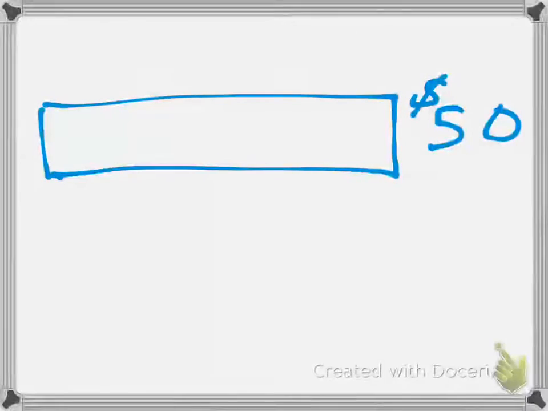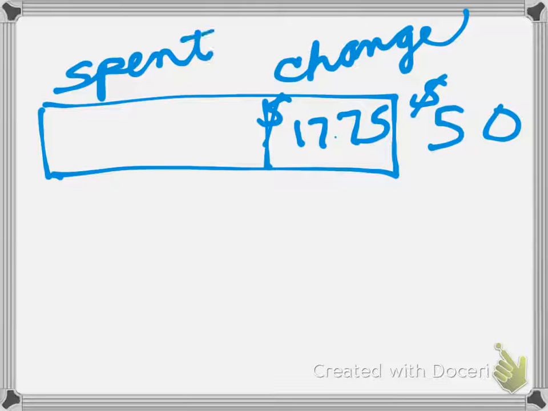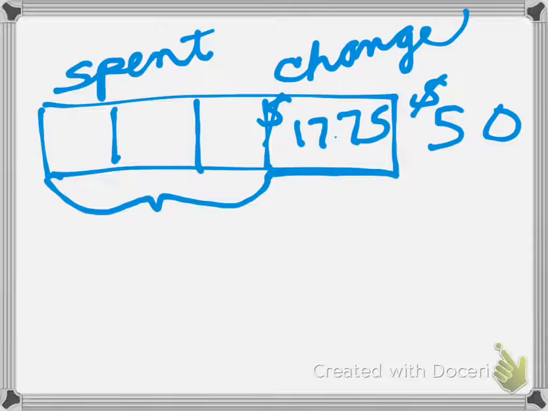So we know that Shane didn't spend all of his money. He got $17.75 back in change. Okay? And so this is going to be the change. This is going to be what Shane spent. And we know that when he spent it, he bought 3 boxes. Okay, so we know we have 3 boxes. This is what he actually spent. This is what the change was, and this is going to be the total.